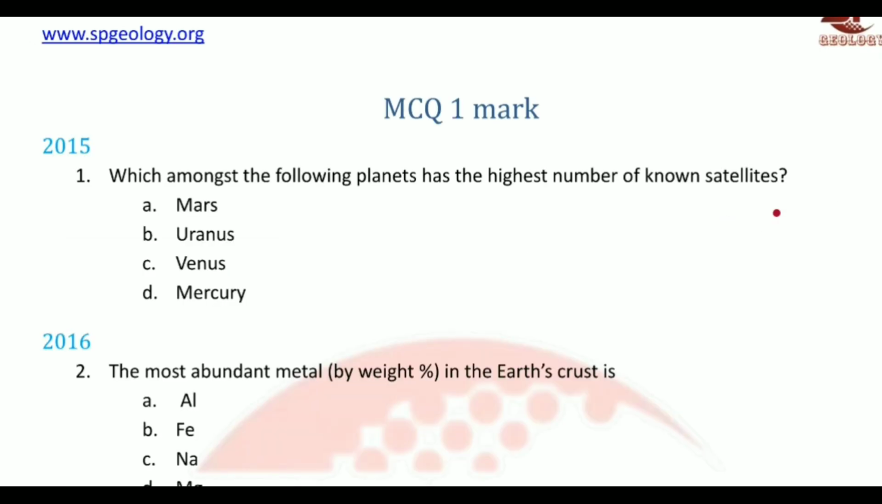Stratigraphy 2015 question two, one mark questions. First, which among the following planets has the highest number of known satellites? First, we see Mars. Mars has 2 satellites, Phobos and Deimos. Then Uranus has 28 satellites. Mercury and Venus don't have any natural satellite. So among these, Uranus has the highest known satellites. The answer will be Uranus.